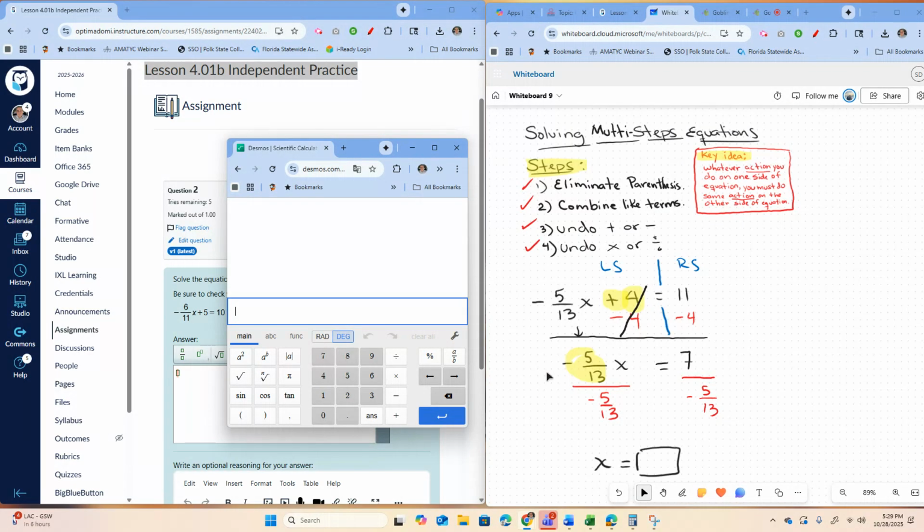So here's how you do it in the calculator. You're going to press the fraction key right there. You're going to put on the top 7. And then on the bottom, since I'm dividing by another fraction, click on the fraction key again. And then you're going to put -5, and then on the bottom 13. See, look at what I type in the calculator. Same thing I have here.